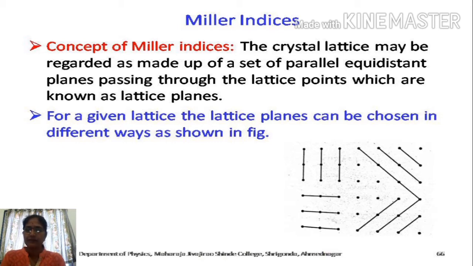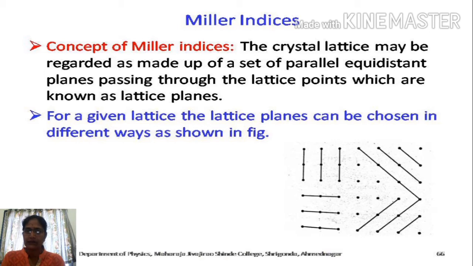h defines the reciprocal of the intercept made by the plane along the x-axis. k represents the reciprocal of the intercept made by the plane along the y-axis, and l represents the reciprocal of the intercept made by the plane along the z-axis. Therefore, what is Miller index? The Miller index is nothing but a three-digit number which is assigned to define the orientation of a plane or set of parallel planes.